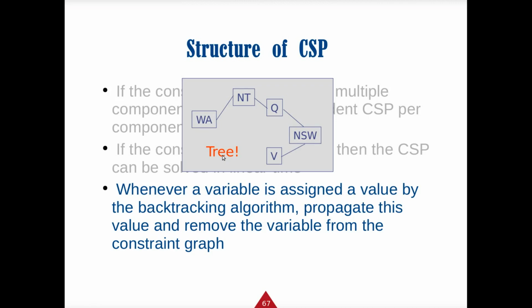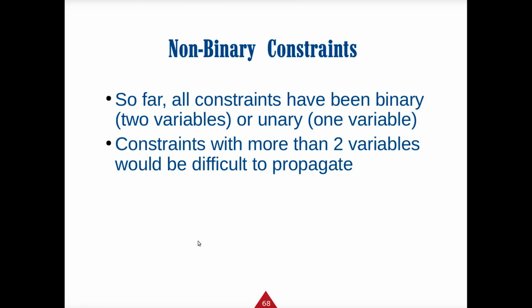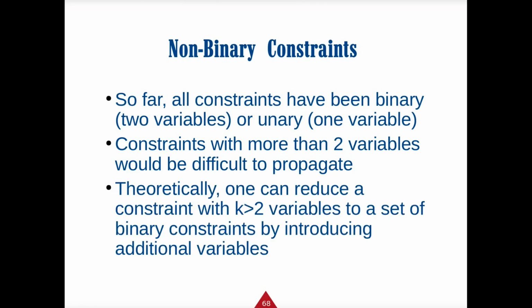So whenever a variable is assigned a value by a backtracking algorithm, propagate this value and remove the variable from the constraint graph. So basically, pick the one that's the hardest to do, and then keep on removing them as you use them. For non-binary constraints, so far all constraints have really been binary, so 2 variables, or unary, 1 variable. Constraints with more than 2 variables can be difficult to propagate. And so theoretically, one can reduce a constraint with k greater than 2 variables to a set of binary constraints by introducing additional variables. So basically, if you have some kind of intermediate ones, you can introduce additional variables.